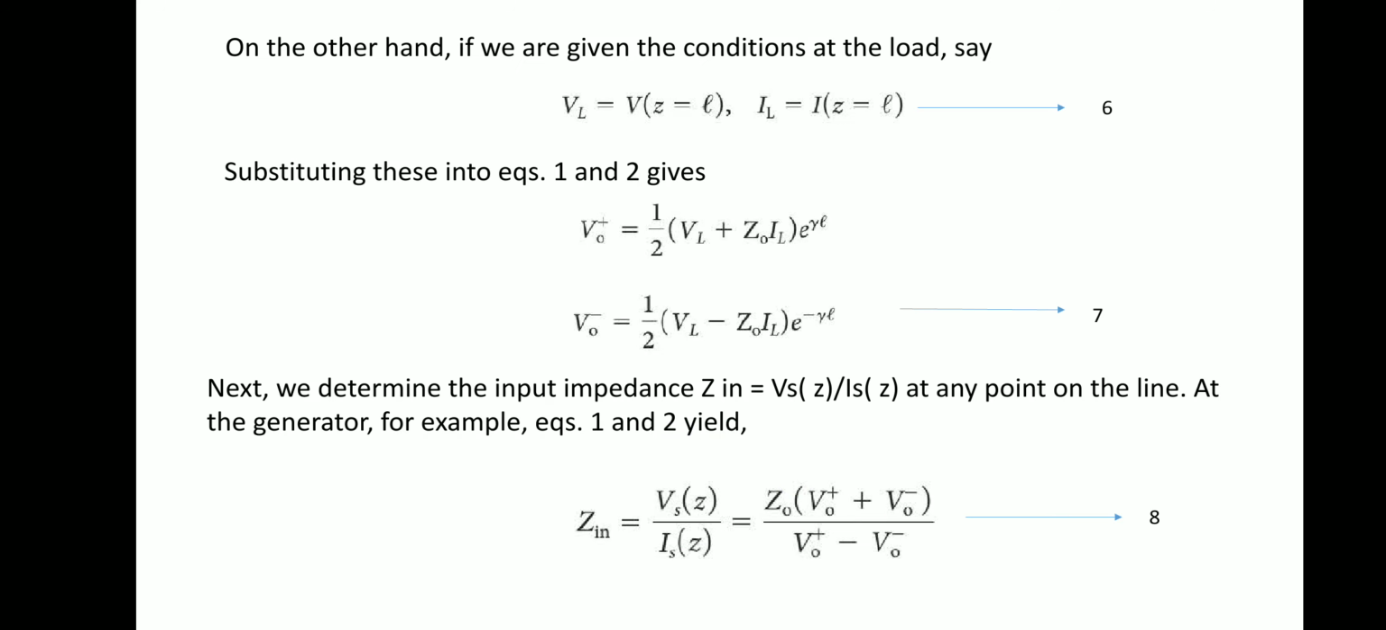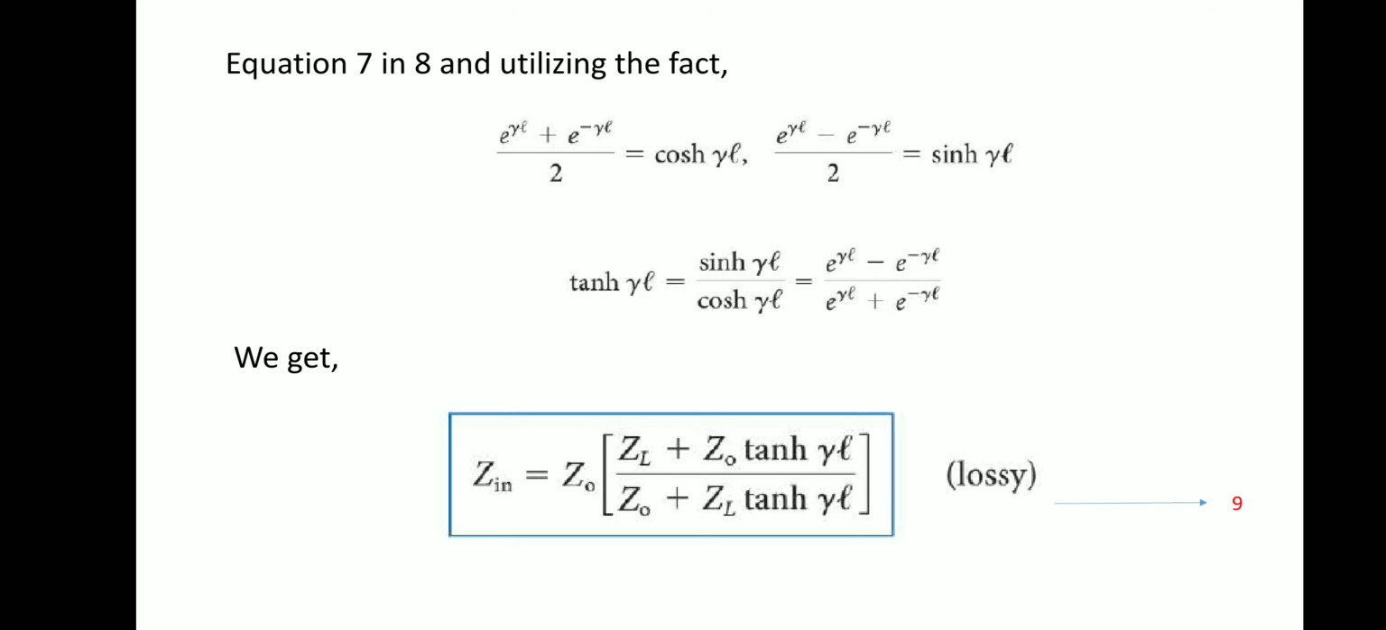This derivation, the simplification steps, you can do as homework. You only need to replace V0 plus and V0 minus from equation number 7, then combine all the terms that are constant for VL and similarly for Z0 IL. Then use the equations for cosh gamma L, sinh gamma L and tanh gamma L to simplify and obtain the final equation: Z in equal to Z0 into (ZL plus Z0 tanh gamma L) by (Z0 plus ZL tanh gamma L). So this is the input impedance of a lossy dielectric medium.